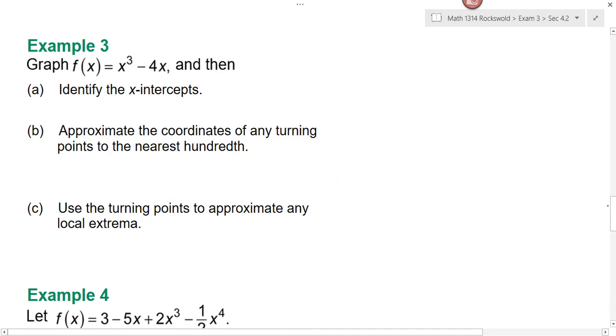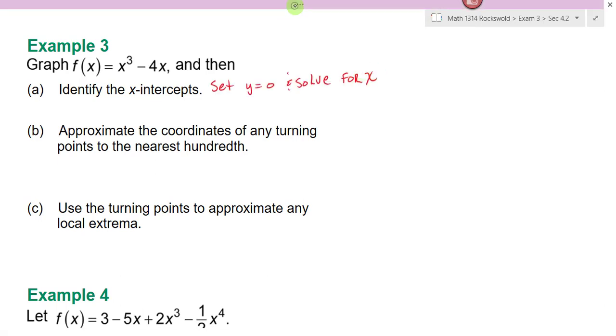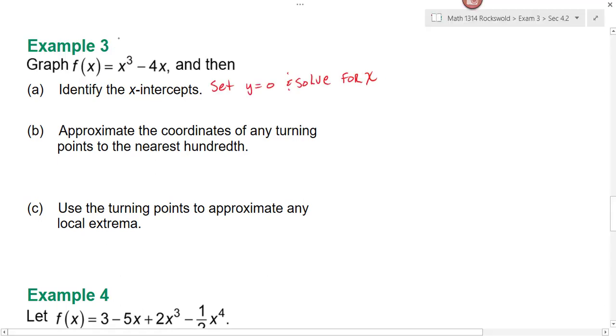Example 3 asks us to graph the function and then identify the x-intercepts. So in example 3, I want to identify the x-intercepts first. How do I find x-intercepts? Some of you didn't know this for your last test. In order to find your x-intercepts, you set y equal to 0 and solve for x. So that means that I want to solve x cubed minus 4x equals 0.